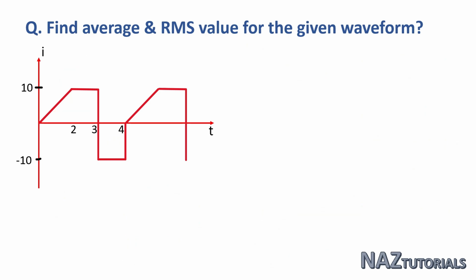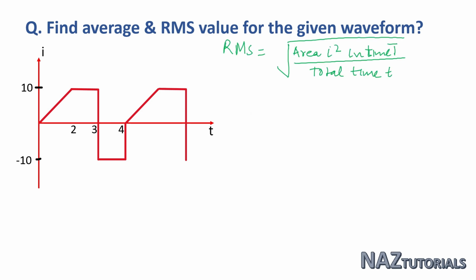Now analyze the RMS value. The RMS value is the square root of the area of I square in time t divided by the total time t. Now analyze the I square waveform. For the I waveform, it is 5t, and it is 10, and it is minus 10.